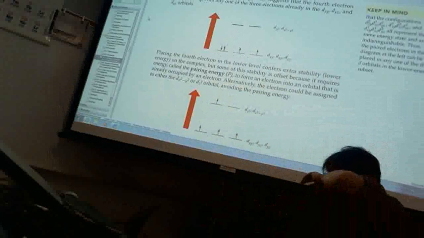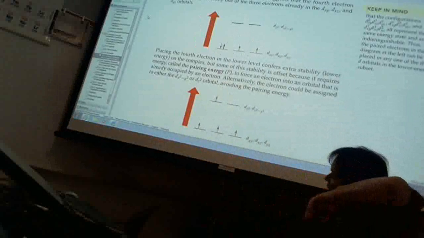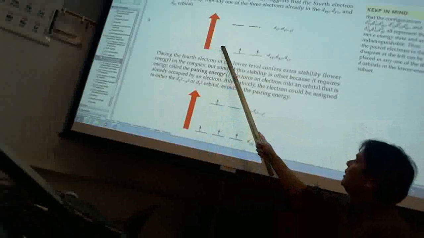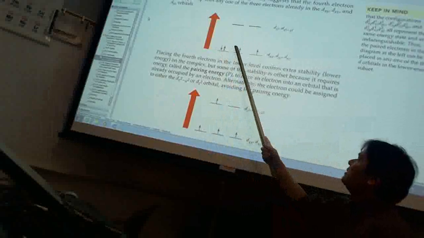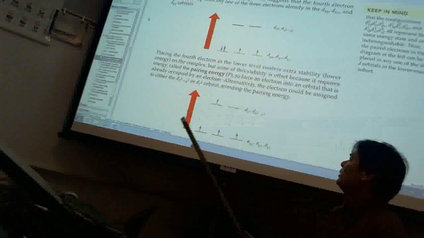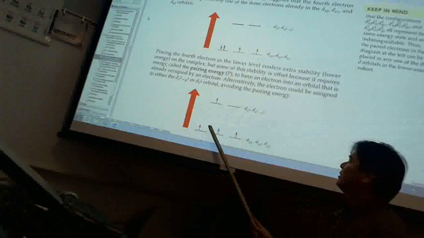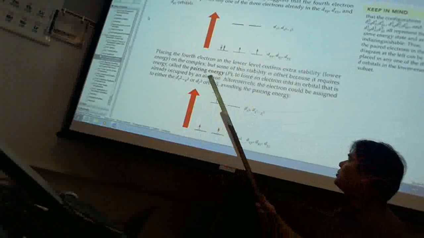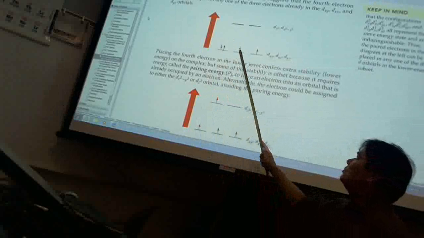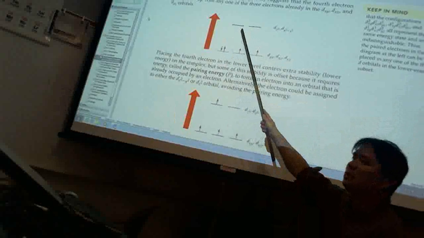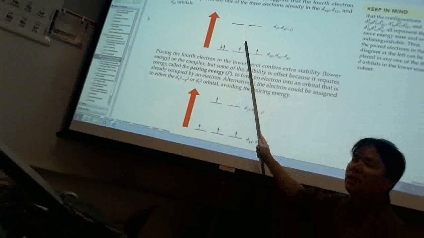But we have 2 scenarios here, and that is this. When the pairing energy is less than the splitting energy, the electrons will pair. When the pairing energy is greater than the splitting energy, the electron will be promoted. And so if we have 4 electrons, we fill 1, 2, 3 according to Hund's. The 4th electron will either pair or be promoted, depending on how big the gap is.